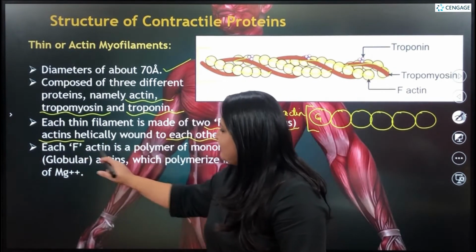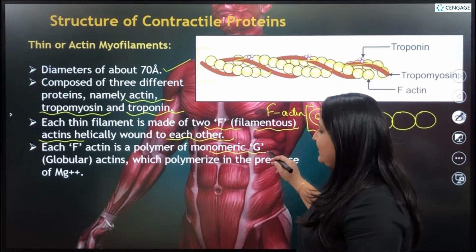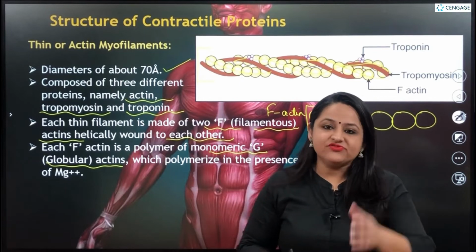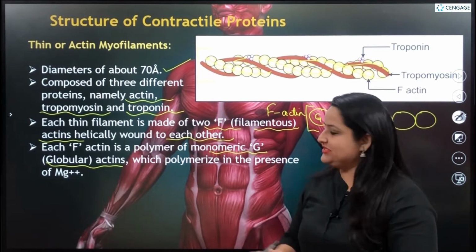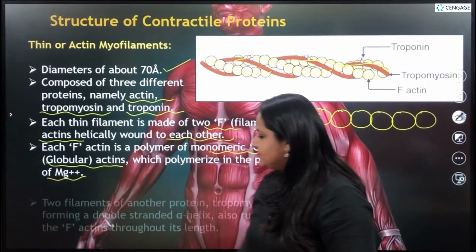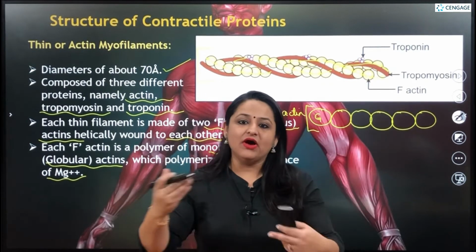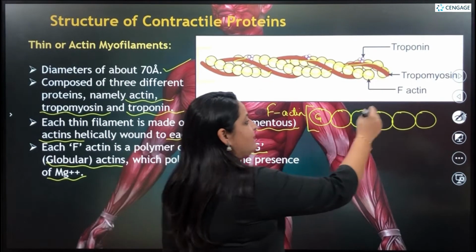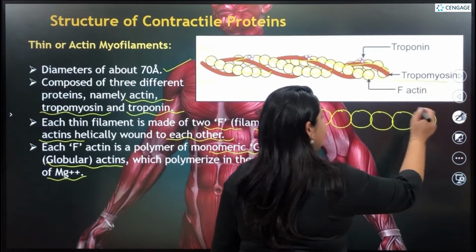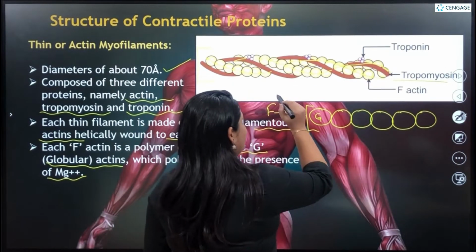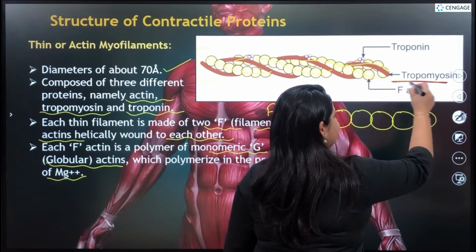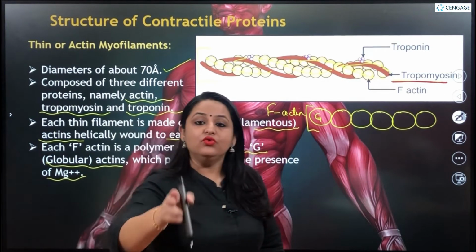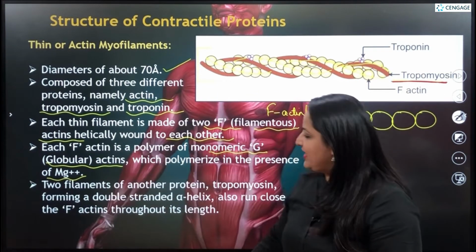Then each F actin, as I told, is a polymer of monomeric G actin, or the globular actin, which polymerize to form the F actin under the influence of the magnesium ions. The 2 F filaments are helically wound to each other. Now, apart from this, we can see there are other types of proteins. This is the other type of protein, which is known as tropomyosin. So this is the tropomyosin, the brown colored filamentous structure. Now, there are 2 additionally present tropomyosin molecules.